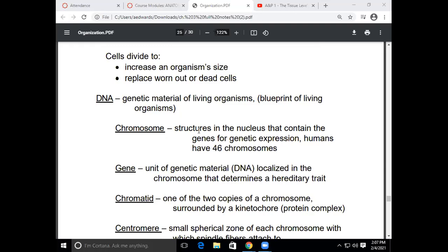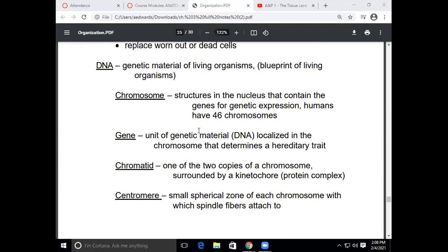So humans have 46 chromosomes. Other organisms, some have more, some have less. We have 46. And what are genes? Genes are segments or units of DNA, of genetic material, that are localized in a specific spot on a chromosome, and they determine some sort of inherited hereditary trait.